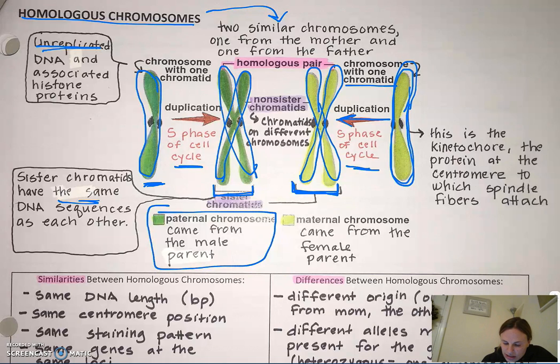Now, pay attention to these two. If I'm looking at this chromosome and this chromosome, those are not sister chromatids. They are chromatids that are on different chromosomes. This chromatid is located on the chromosome that came from dad. This chromatid is located on the chromosome that came from mom. Just a reminder, kinetochores are the proteins at the centromere, which the spindle fiber attaches to. And remember, it's those spindle fibers that enable the chromosomes to be pulled apart.